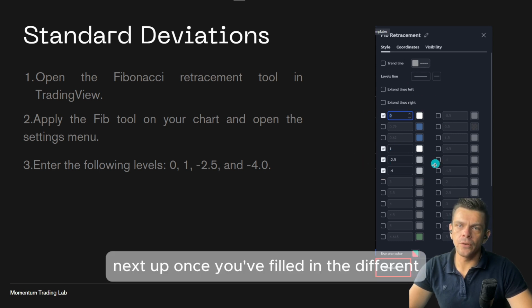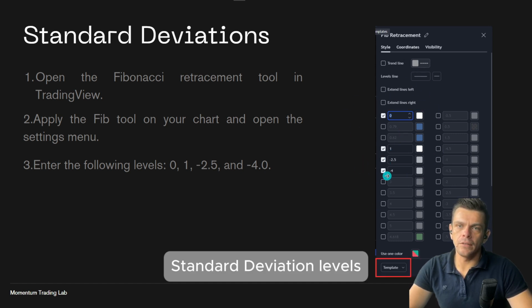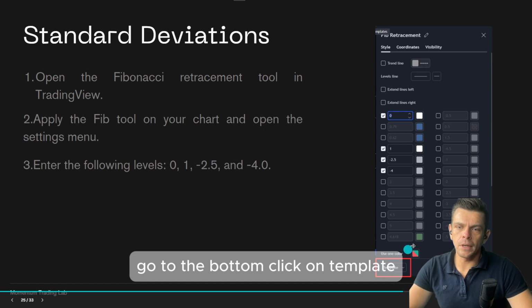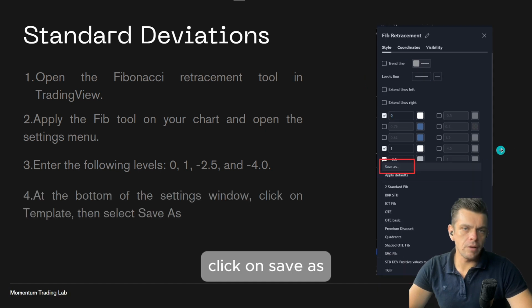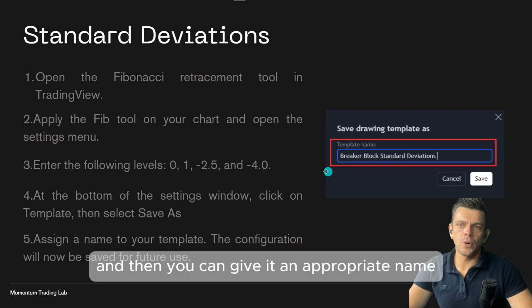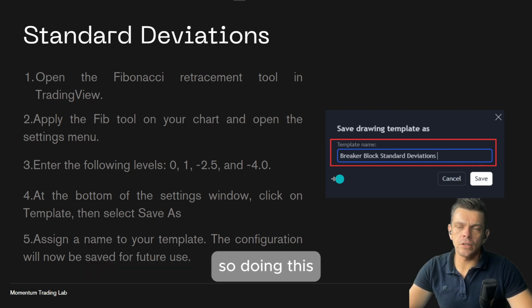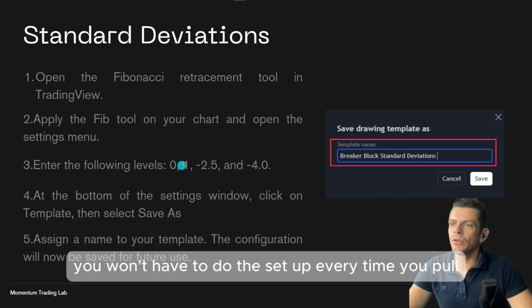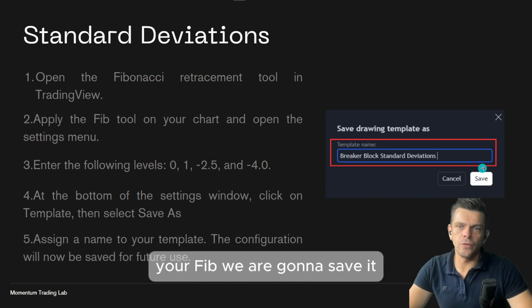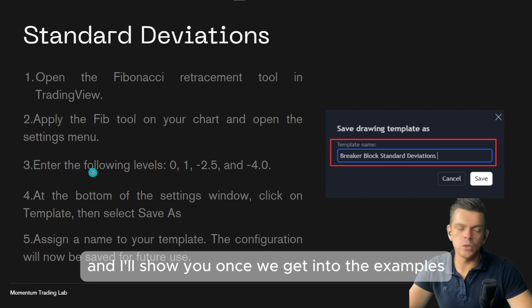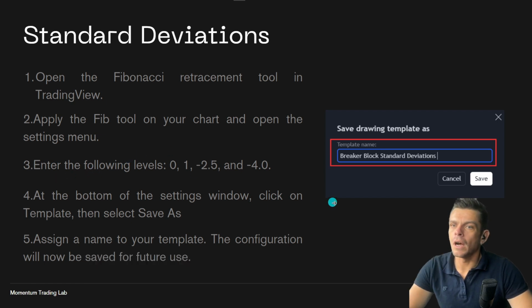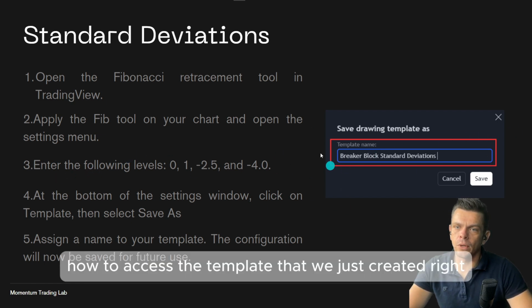Next up, once you've filled in the different standard deviation levels, go to the bottom, click on template, click on save as, and then you can give it an appropriate name. So for me, I used breaker block standard deviations. So doing this, you won't have to do the setup every time you pull your fib. We are going to save it, and I'll show you once we get into the examples how to access the template that we just created.